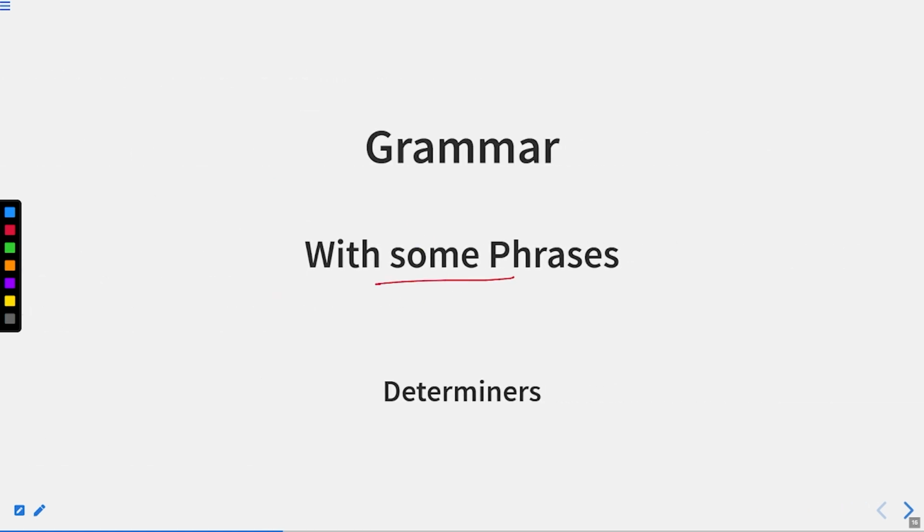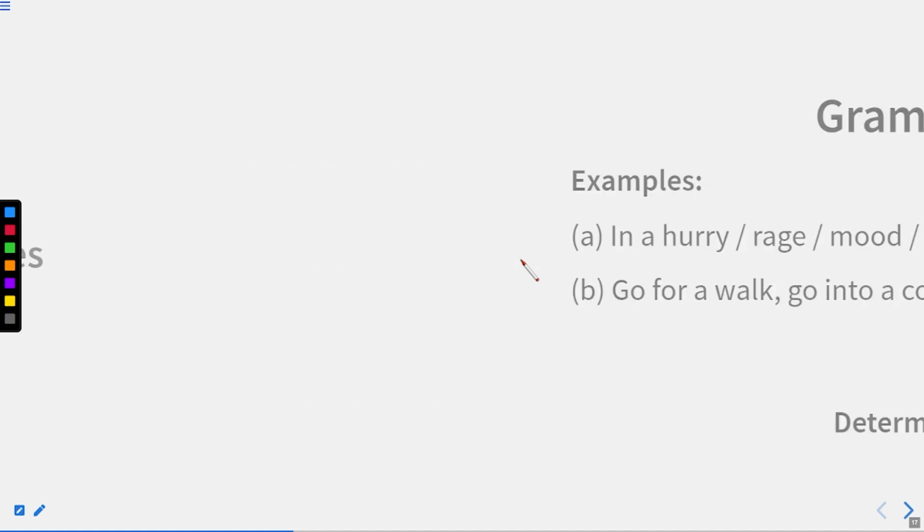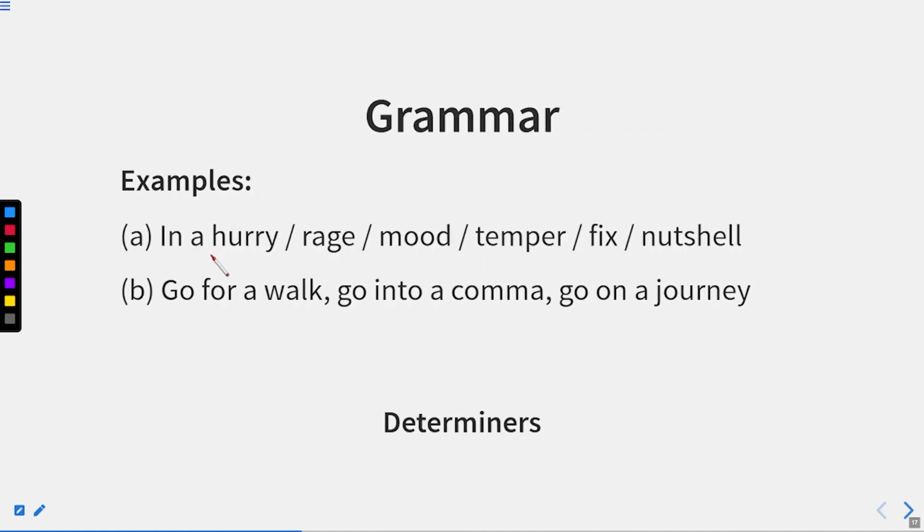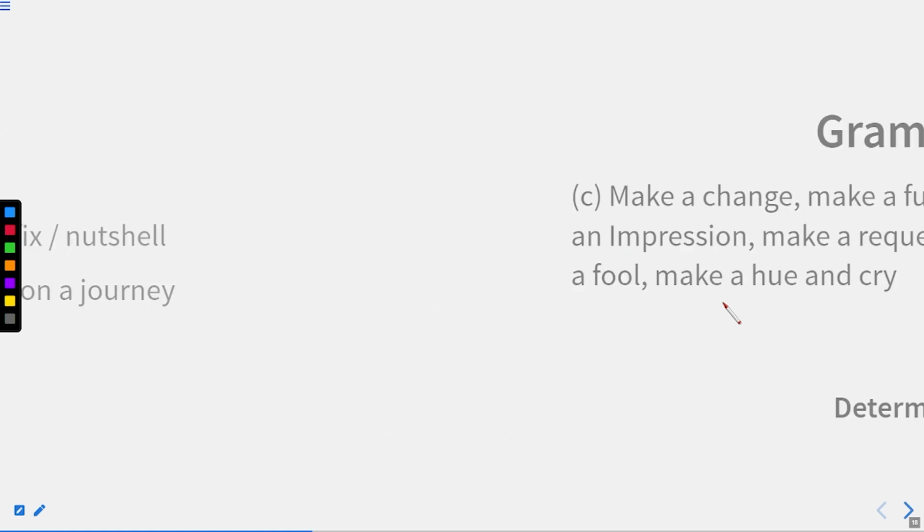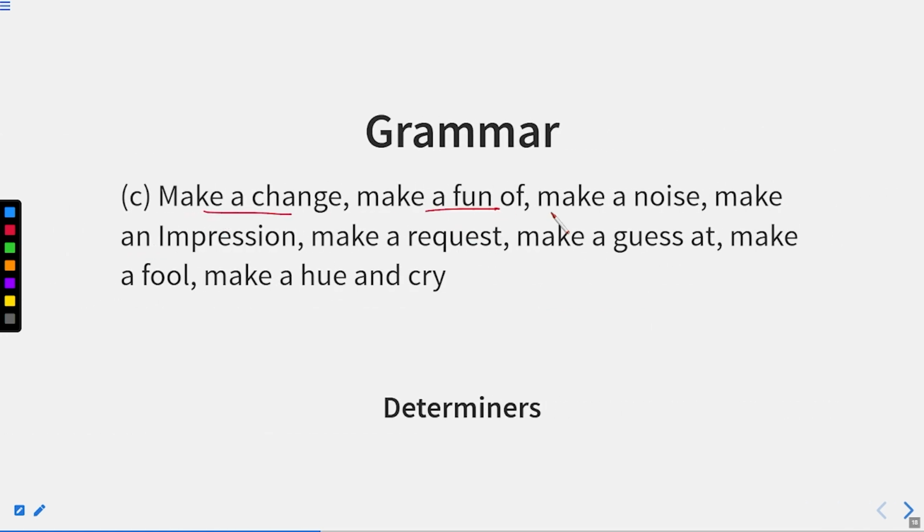Now there are some phrases which need an indefinite article necessarily. You must have heard these phrases many times. For example, in a hurry, in a rage, in a mood, in a temper, in a fix, in a nutshell. Go for a walk, go into a coma, go on a journey. Make a change, make fun of, make a noise, make an impression, make a request, make a guess at, make a fool, make a hue and cry.